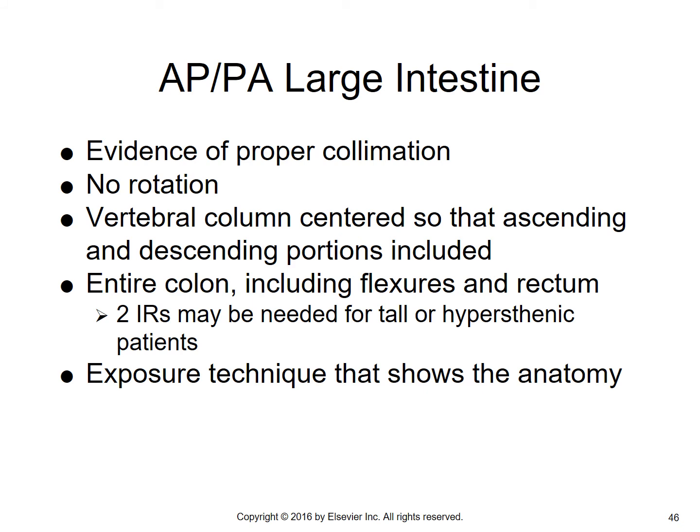Let's take a look now at some images, some critiques of them. As far as the AP and PA, you want to make sure there's proper collimation, no rotation, vertebral column centered, so ascending and descending portions will be included. You want to see the entire colon, including the flexures and the rectum. And if it's a hypersthenic patient, you may need 2 IRs crosswise, so you don't clip off any of the anatomy. And you want to use an exposure technique that's going to demonstrate, of course, the anatomy.